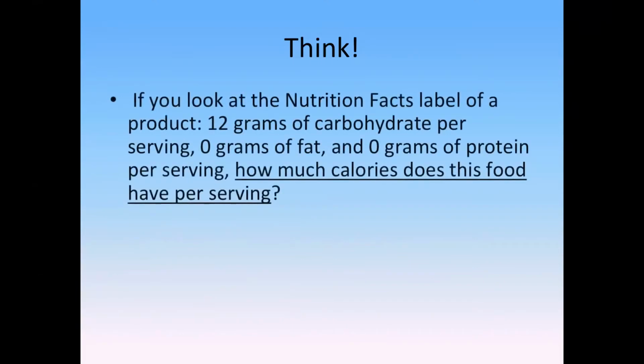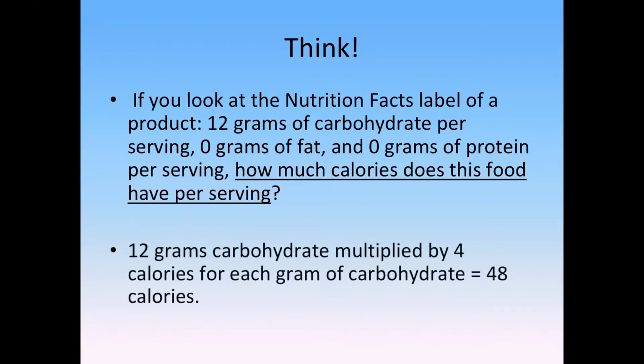Now, as I said, each 1 gram equals 4 calories. So if you have something that is 12 grams of carbohydrates per serving and 0 gram of fat and 0 gram of protein, how many calories does this food have per serving? You multiply the grams of carbohydrates by 4, and then you get the amount of calories. But it's not that simple. You should know that if there is any fiber, which is not used as energy, we subtract the fiber, of course.